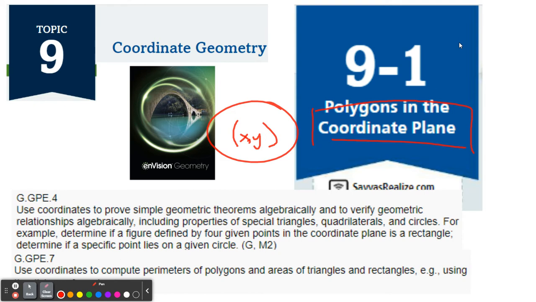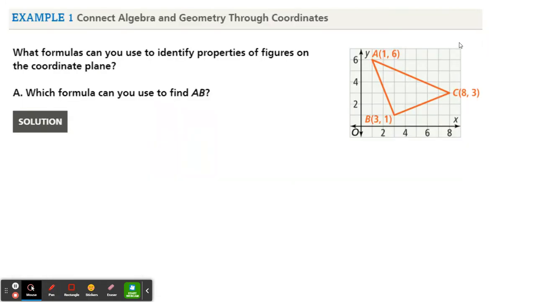That's old news. Warning, there are going to be 3 videos for this lesson. I apologize. But again, it's a lot of computation using the distance formula. So it should not be that crazy difficult.